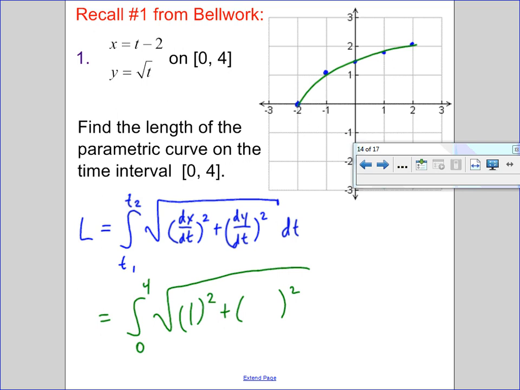You can do it with exponents. 1/2 t to the -1/2. Absolutely. So we've got 1 over 2 root t squared and then dt.